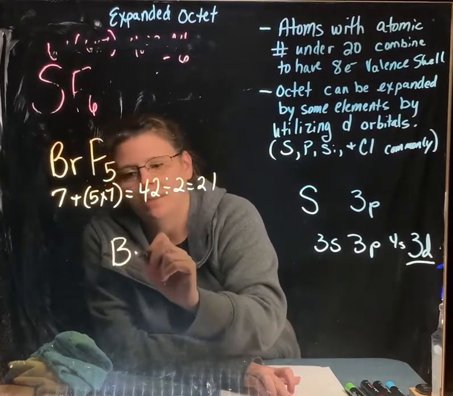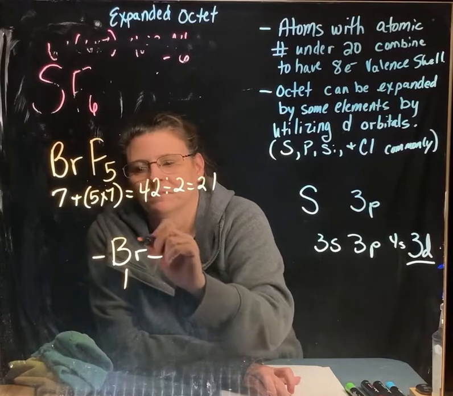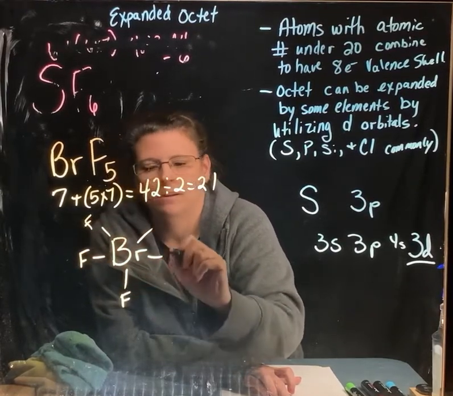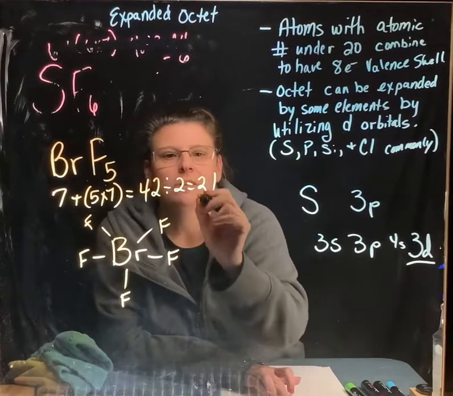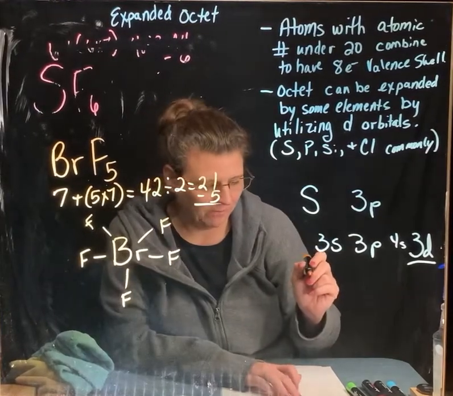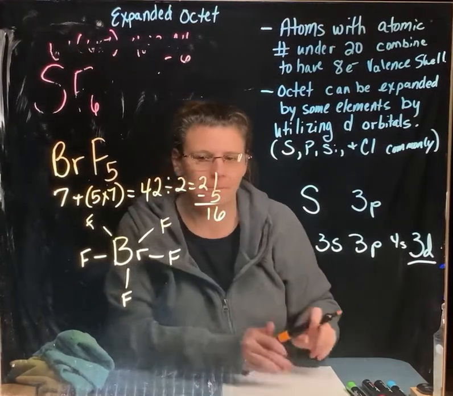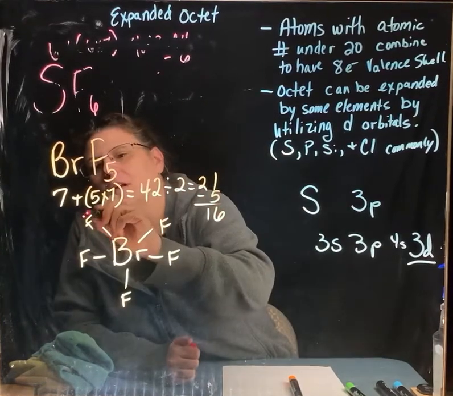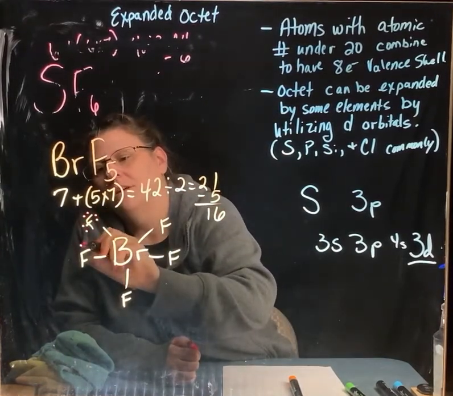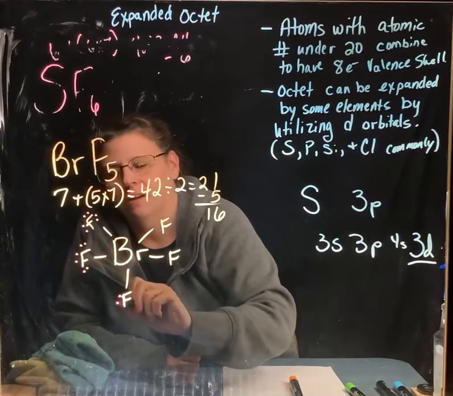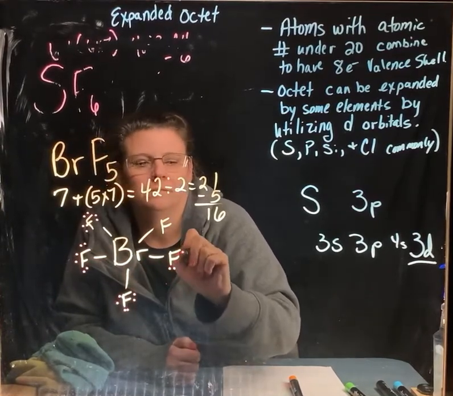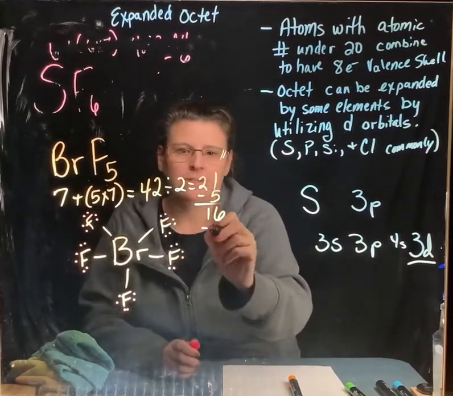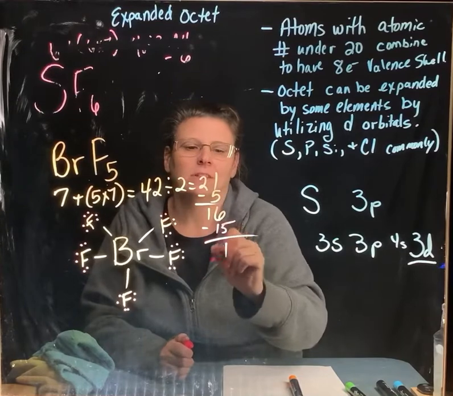So go ahead and bring this in, Br, F, F, F, F, F. Okay, so we're going to subtract 5. Subtract 5 from this, you get 16. Now we're going to add all of our dots, and since it's getting really close, I'm going to put on our F's. There's 3, 6, 9, 12, 15. So I'm going to subtract 15. Did I use up all my electrons?